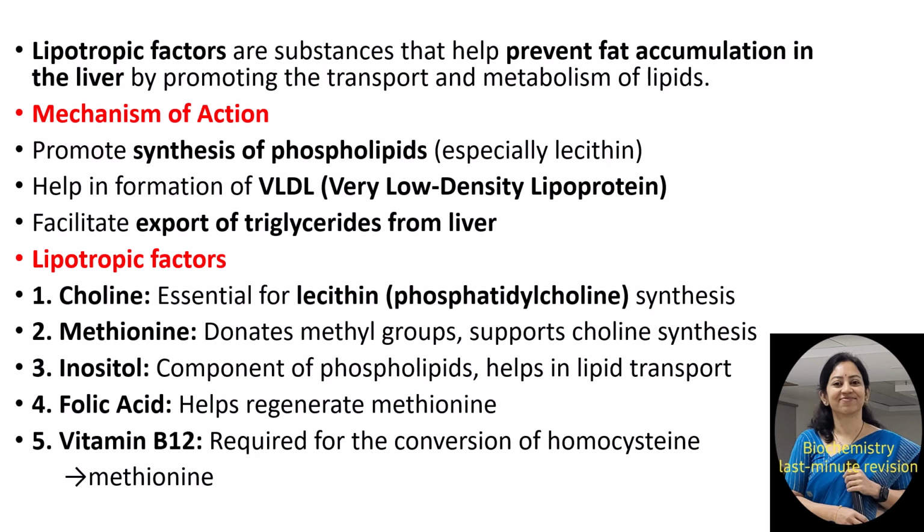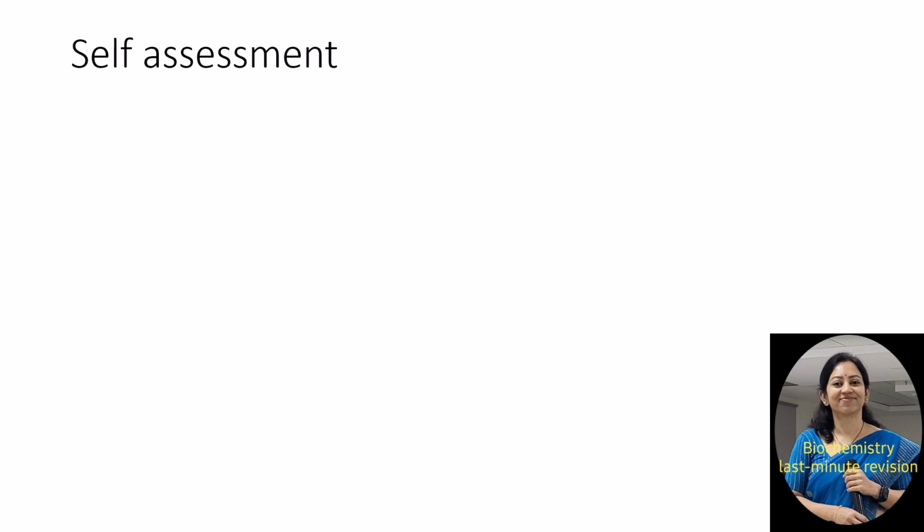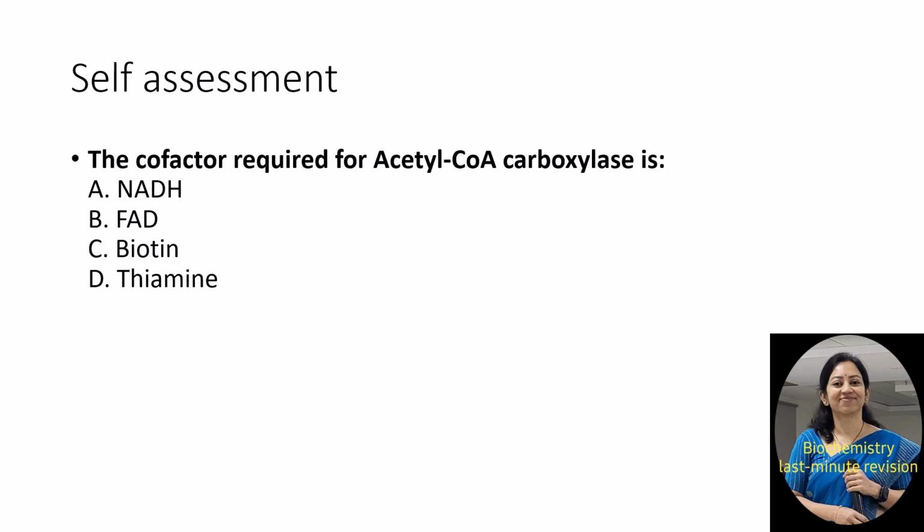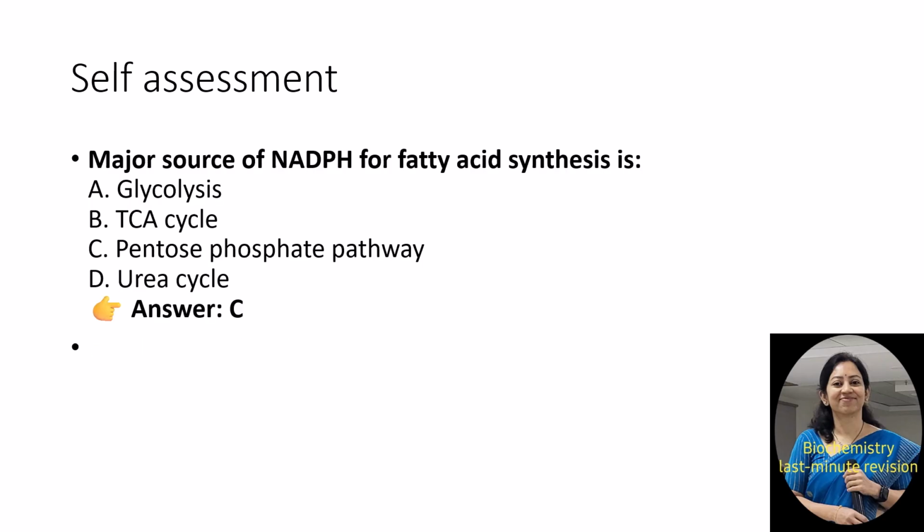So this was about fatty liver and lipotropic factors. Fatty liver can be asked as a case-based question, and lipotropic factors can be asked either as a 5-marker question or a 3-marker question. So this was all about the synthesis of fatty acids, triglycerides, adipose tissue metabolism, and fatty liver and lipotropic factors. Coming to the assessment part, the rate limiting enzyme of fatty acid synthesis is acetyl-CoA carboxylase. The cofactor required for acetyl-CoA carboxylase is biotin; the NADPH comes from the pentose phosphate pathway or the HMP shunt.